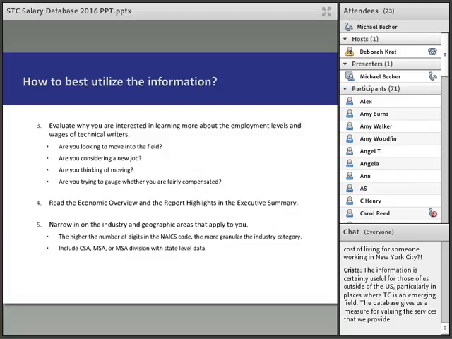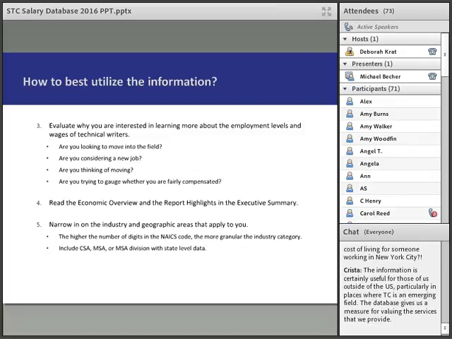So the third step is you need to evaluate why you are interested in learning more about employment levels or wages of technical writers. Are you looking to move into the field? And if you are looking to move into the field, you want to know, what's the best industry to go into? Is the compensation what I want it to be? What states or metro areas are best for me? Or are you considering a new job? And if you are considering a new job, where are you going? Are you staying in that industry? Are you moving? Or are you just moving industries? So once you figure that out, you know where to hone in on.